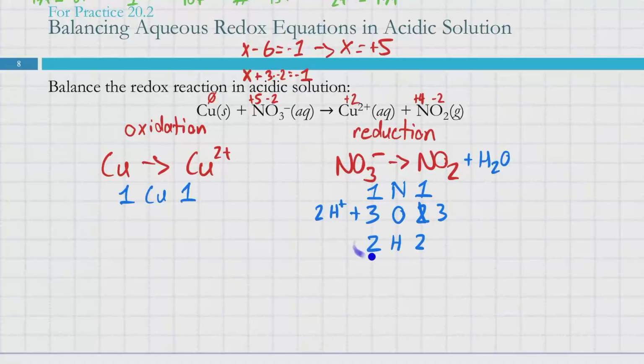And so now we've got 2 H's on the left side. I wrote that in the wrong spot. There we go. Balance with respect to mass. Now what are we balancing?